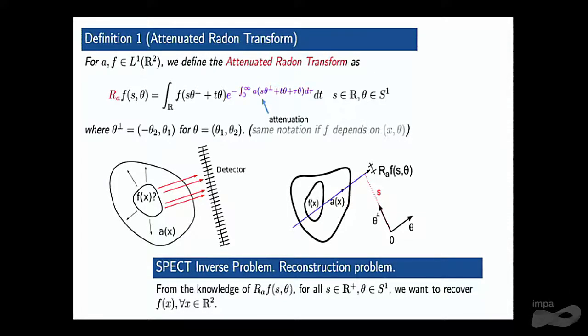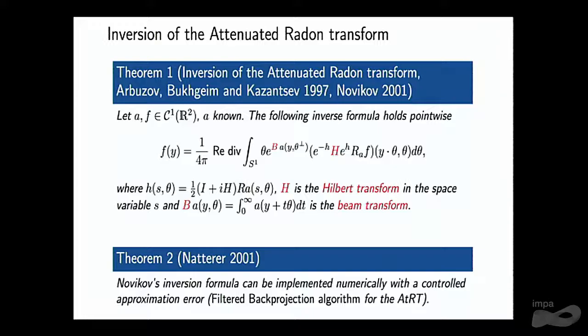Important in notation here, theta is the angle of the line, theta orthogonal is the orthogonal of the line, and S is the position of the line with respect to the origin. So this is a function of two variables, the position of the line and the direction, or you can consider it as a function of the position and the angle. A two-dimensional function.